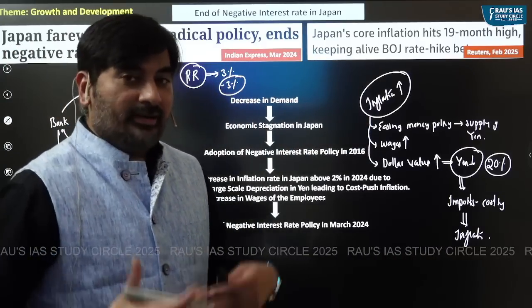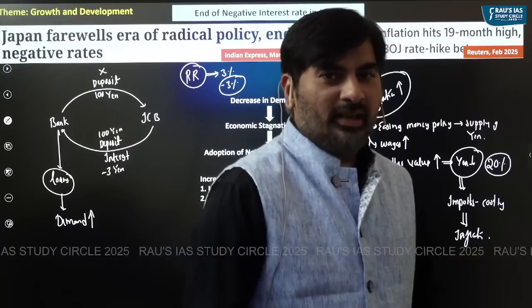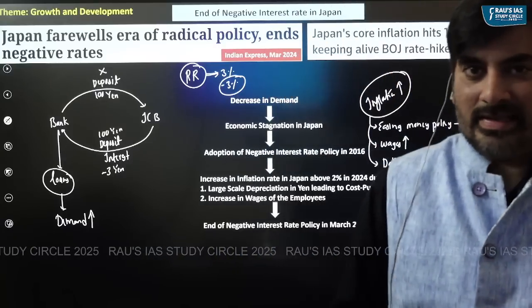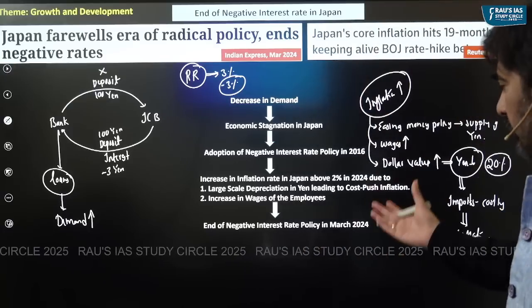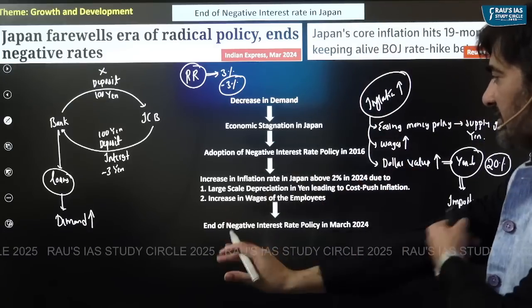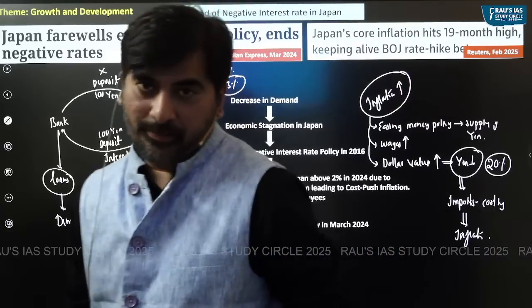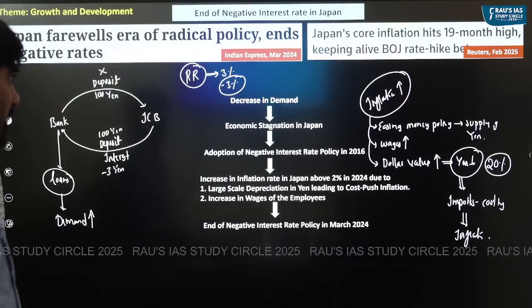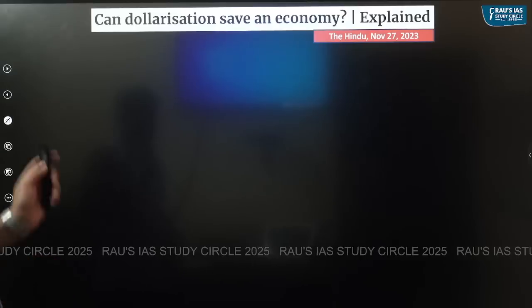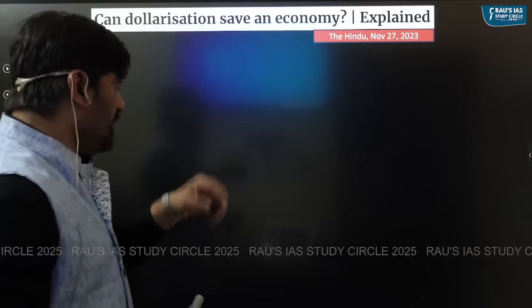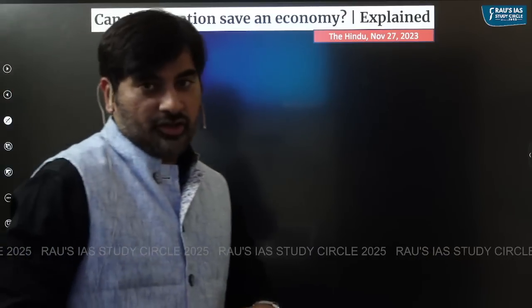So there are multiple reasons why inflation is taking place. These are some of the reasons. Because of these reasons, Japan has finally decided to end the negative interest rate policy. Let's move to the next development. The next development is with respect to dollarization.